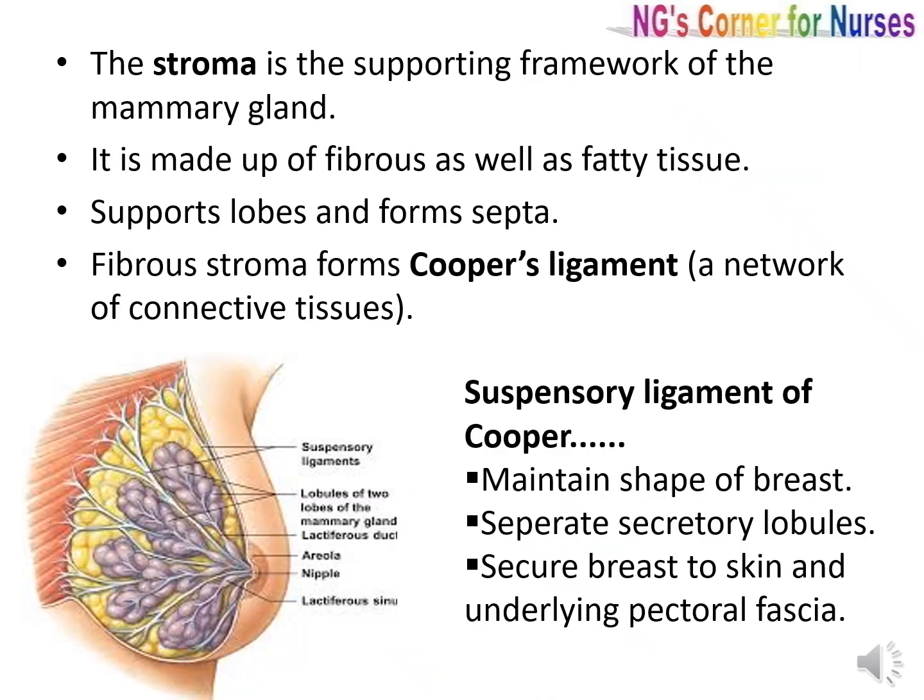The stroma is the supporting framework of the mammary gland. It is made up of fibrous as well as fatty tissue, and it supports lobes and forms septa. What is septa? Septa is the fibrous connective tissue structures that divide the breast tissue into lobes and lobules. These septa are also known as suspensory ligaments of Cooper. Suspensory ligament of Cooper maintains shape of breast, separates secretory lobules, and secures breast to skin and underlying pectoral fascia.